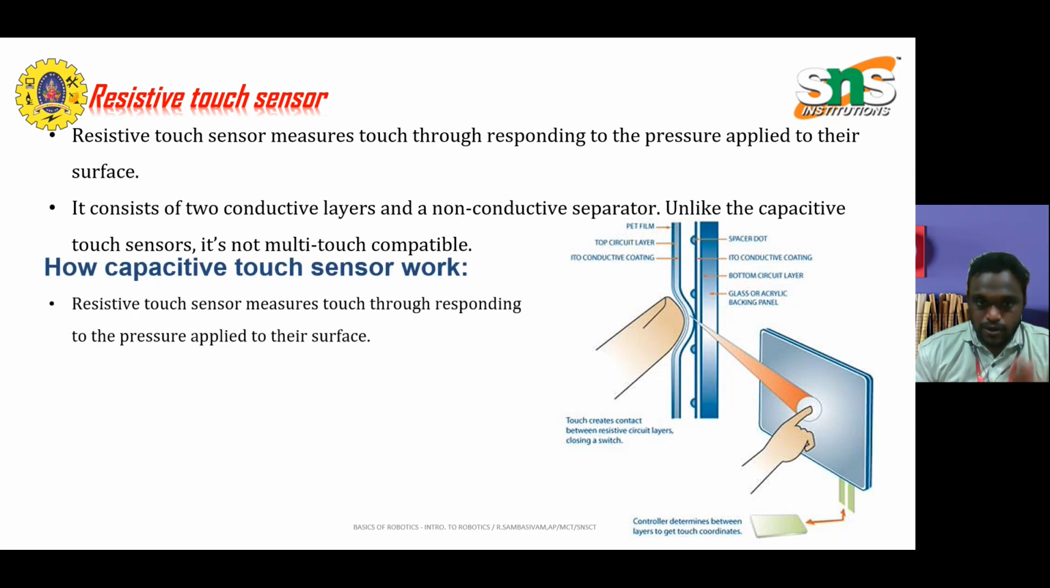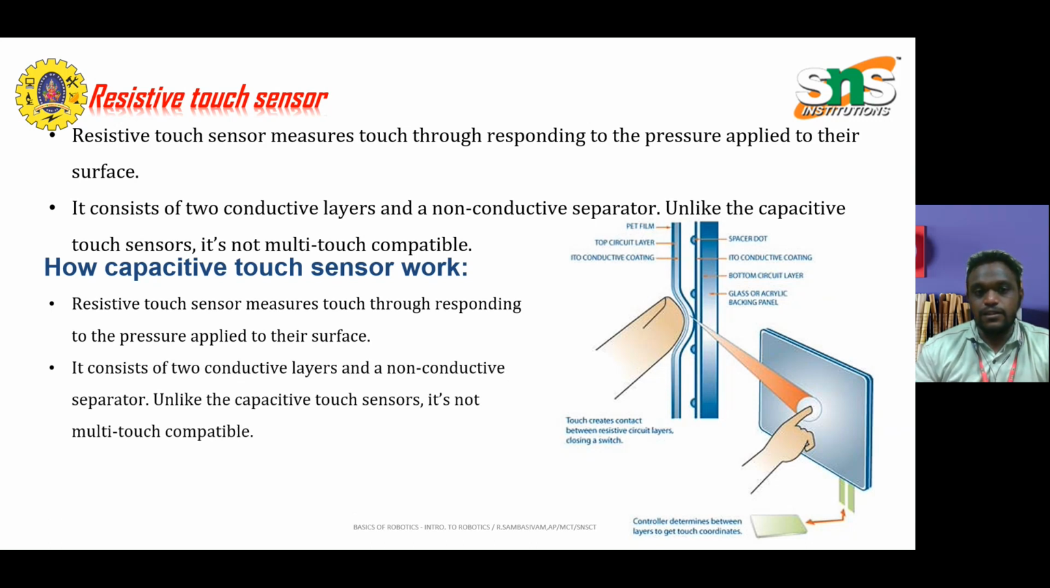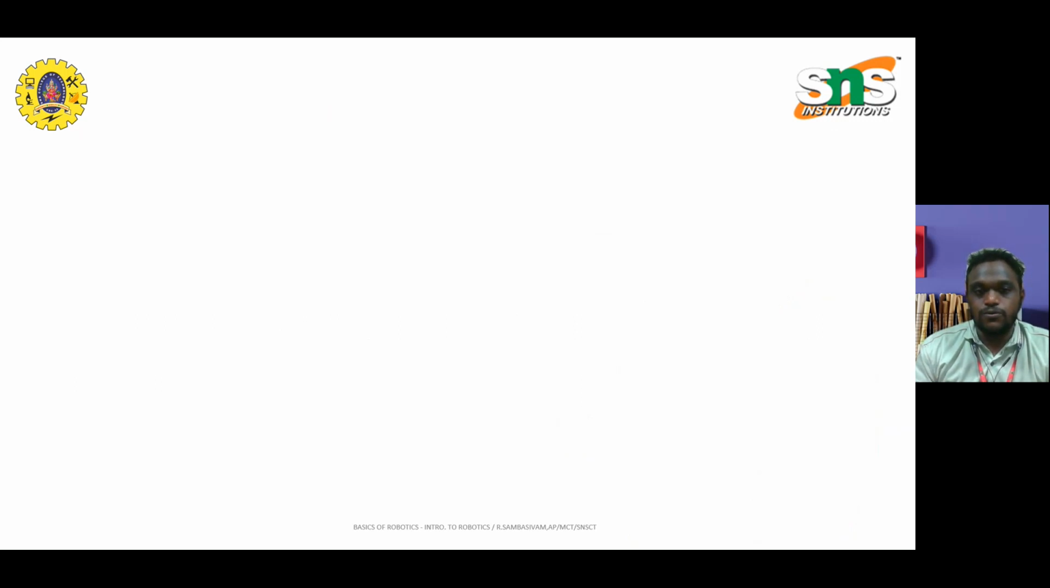The resistive sensor measures touch by responding to the pressure applied on the surface. As I said, there are two conductive layers and one non-conductive coating, which makes it not a multi-touch process. Once the impression is made, the resistance to the current flow is calculated as an output, detected through sensor values, and gives an output value.